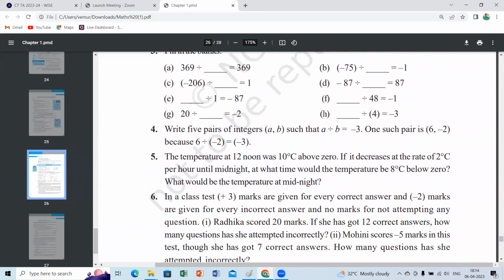You have to make such 5 pairs, A divided by B should be equal to minus 3. Any 5 pairs, you have to make your own pairs. Think and make.